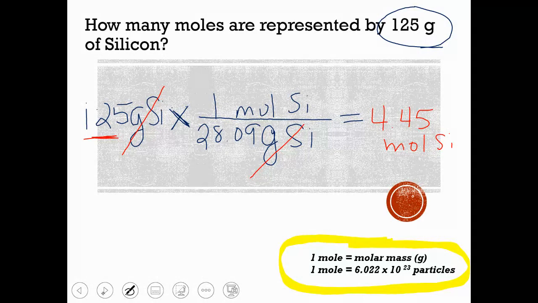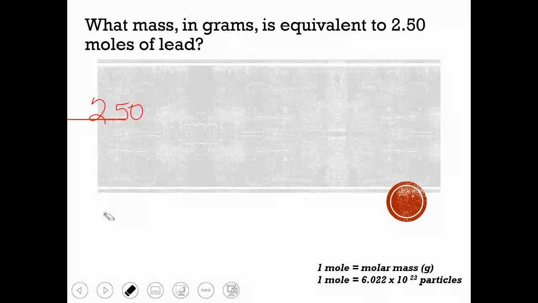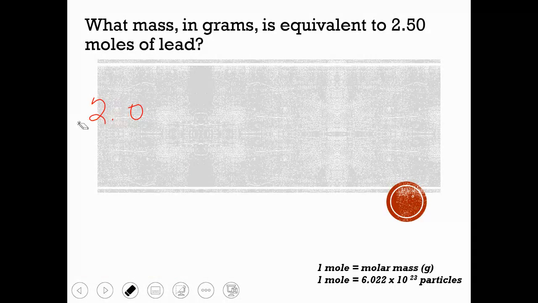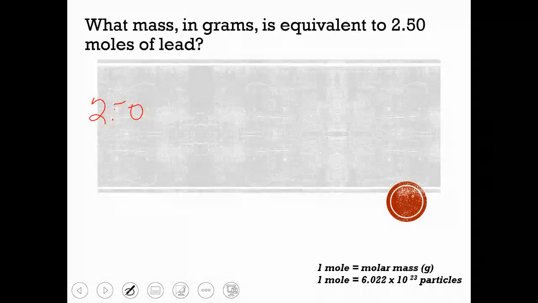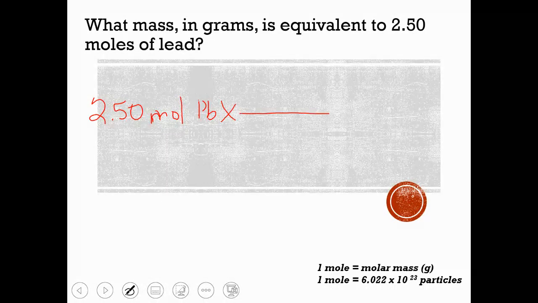Let's try another problem. What mass in grams is equivalent to 2.50 moles of lead? So in this problem, just like the last one, you start with the number that you're given. And we are starting with 2.50, and that is moles of lead. You want to set up a factor to complete your conversion.